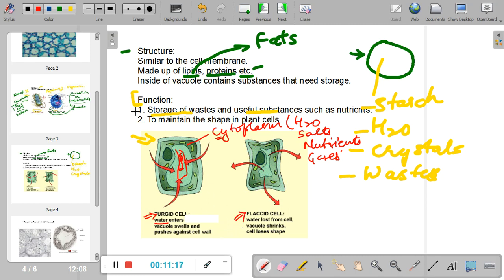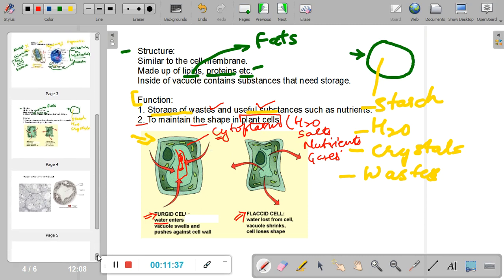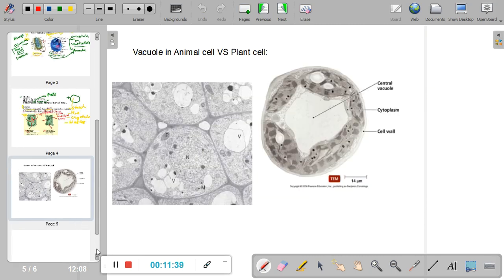So let us recall the functions once again. There are two functions performed by the vacuole. The first is storage of wastes and storage of useful substances. And the second important function of a vacuole is to maintain the shape of plant cells, not of any other cell, but of plant cells. Let us come to the last topic that we have to study under vacuoles. We are now going to compare the vacuole in an animal cell and the vacuole of a plant cell.